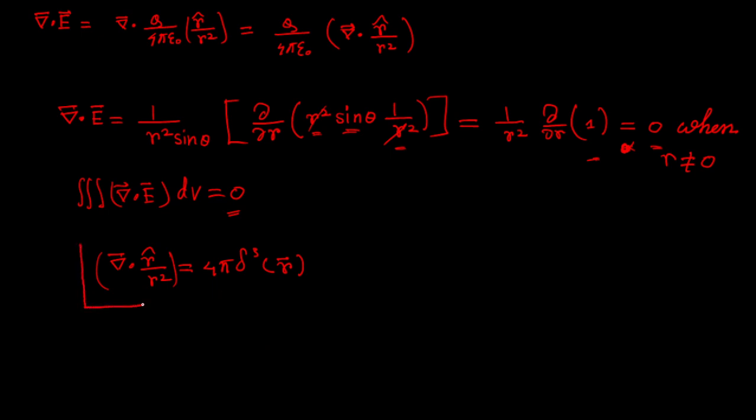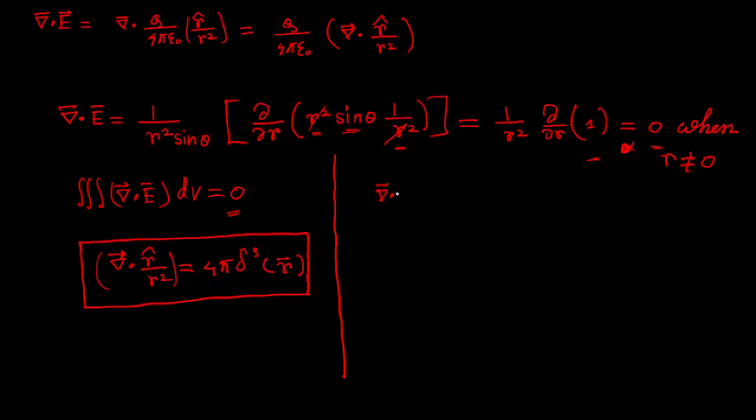Whenever we solve a problem and get this type of vector, r cap divided by r square, and we want to write the divergence of this vector, we'll write it as 4 pi del cube r. So now if you write the divergence of this vector in this way, 4 pi del cube r, then what will we get?